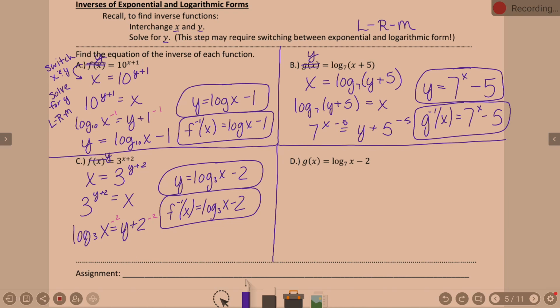Okay. One more. Did you guys get done already? You're waiting on me? Oh, I got this. Okay, that's good. g of x is the same as y. So to find your inverse, switch them. Instead of y equals, x equals. Instead of log base 7 of x, it's log base 7 of y minus 2.